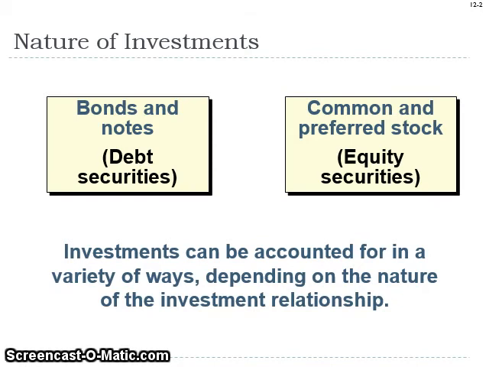So we're going to be looking at debt securities and equity securities, and we're not going to be looking at us as a corporation issuing them to somebody else. We're going to be looking at it from the perspective of we are the buying corporation. We are buying bonds and notes, and we are buying common and preferred stock of other companies. And the question is going to be, how do we report these items on the balance sheet and actually in the income statement?